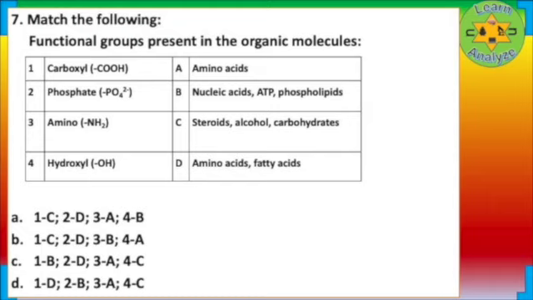Match the following. Functional groups present in the organic molecules. 1. Carboxyl. 2. Phosphate. 3. Amino. 4. Hydroxyl. A. Amino acids. B. Nucleic acids, ATP, phospholipids. C. Steroids, alcohol, carbohydrates. D. Amino acids, fatty acids.